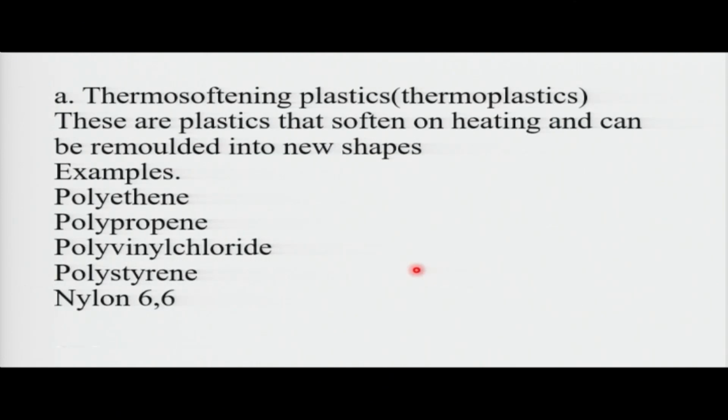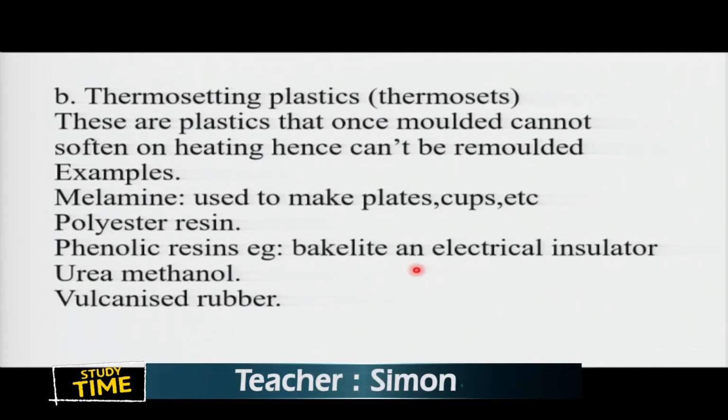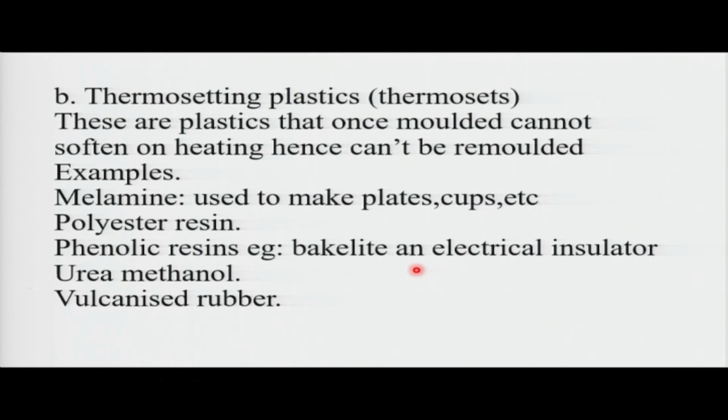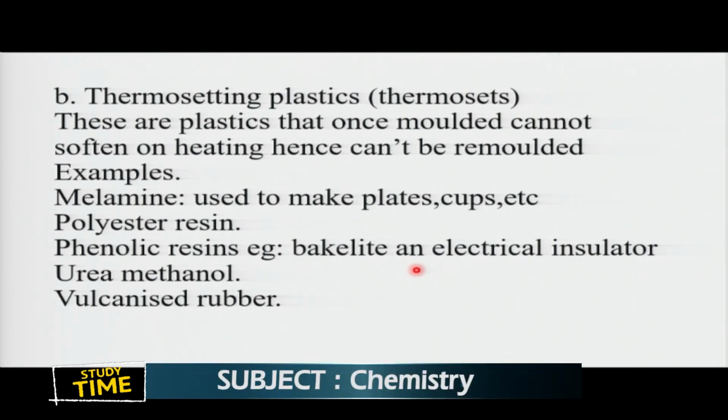So let's briefly remind ourselves about this. We said thermosoftening plastics, the thermoplasts, are those which soften on heating and can be remolded, meaning they can be recycled. Most of our plastics are thermo-softening plastics. Then we can also revise thermosetting plastics, which we call the thermosets. These are plastics that once molded cannot soften. Or we can simply say, as I said last time, these are plastics which do not soften on what? Heating, to create a clear difference between thermosets and thermosofts.